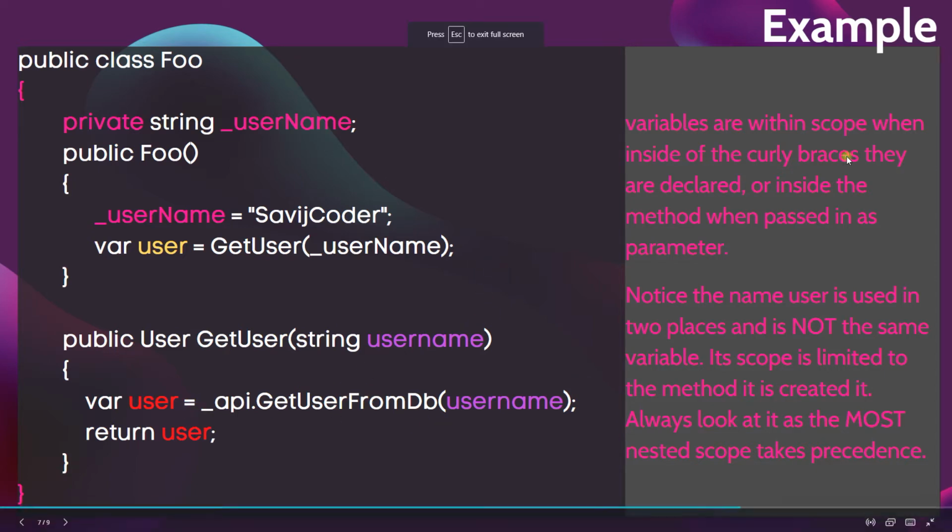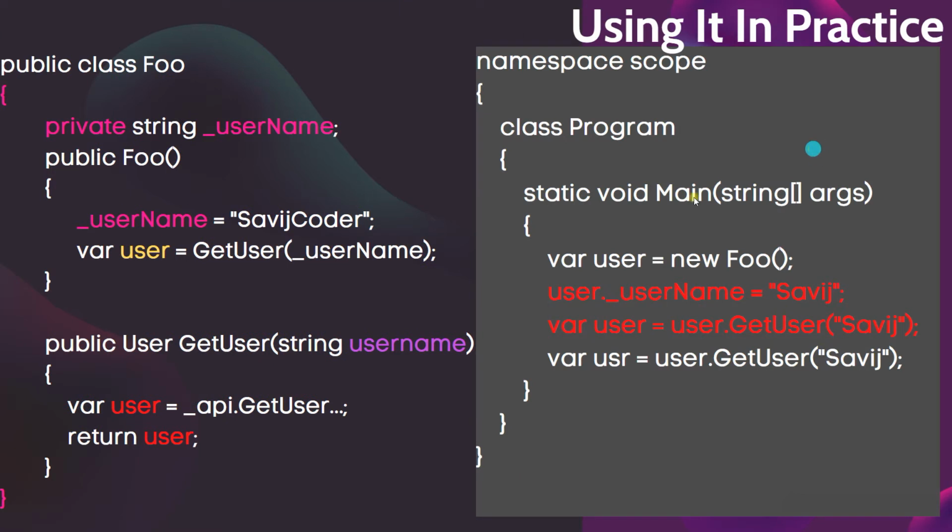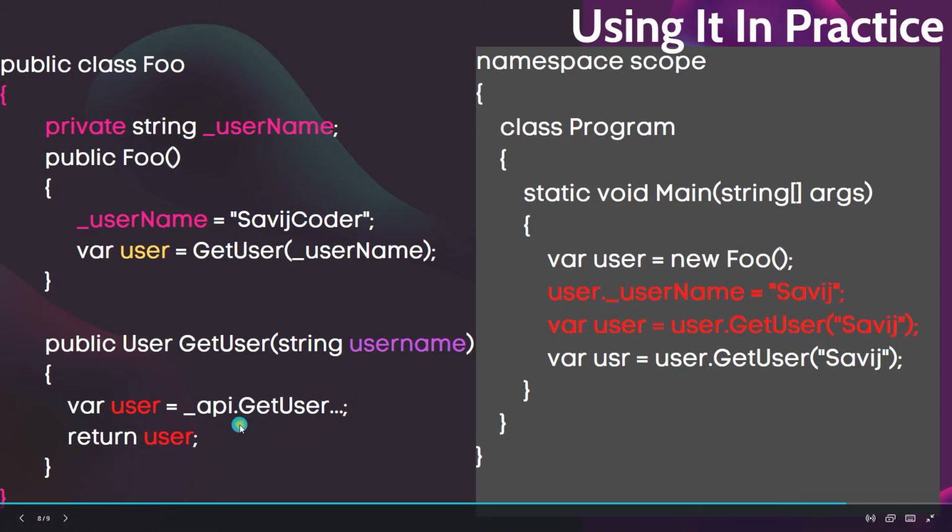So let's see how this looks in practice. So here we are inside our class program main, and we create a new user object from our foo class. So I'm saying var user equals new foo. No problem. We create foo, which assigns Savage Coder to username. It calls get user, passing in that username, and same code like we had before.